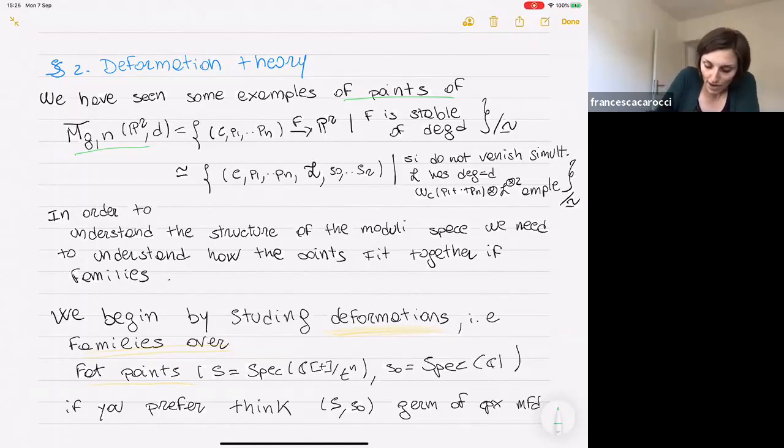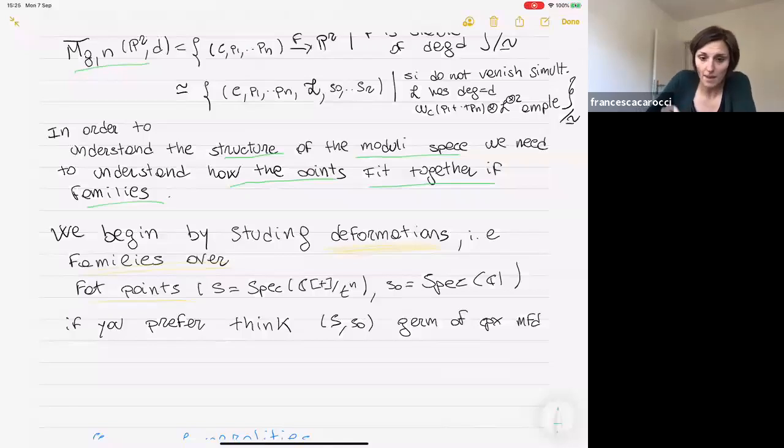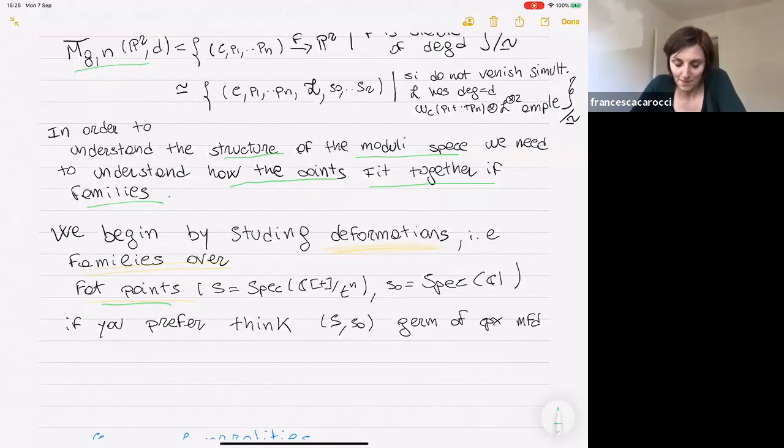But if we really want to understand the structure of this moduli space, what we need to understand is how the points fit together in families. So to begin with, let us study the easiest possible family, the smallest possible family, namely the families over fat points. So we start by studying families over a point which is just Spec C[t]/(t^n), where we have only one closed point, which is Spec C. And if you would rather not think about non-reduced schemes, I feel you can think that S is a germ of a complex manifold. But it's not too bad thinking about this gadget as well.